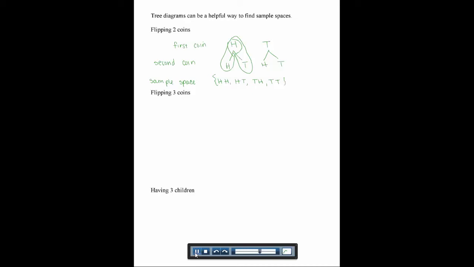Okay, so flipping 3 coins, the first coin could be a head or a tail. The second coin, off of each of those, we could have a head or a tail. And then the third coin, off of each of those, we could get a head or a tail.